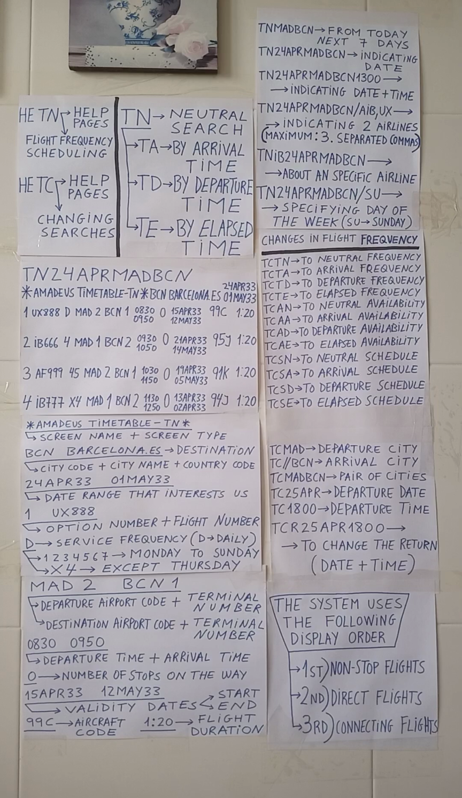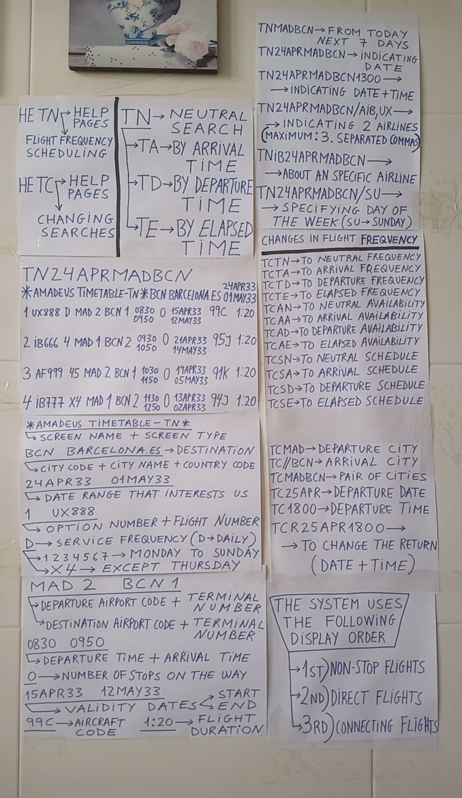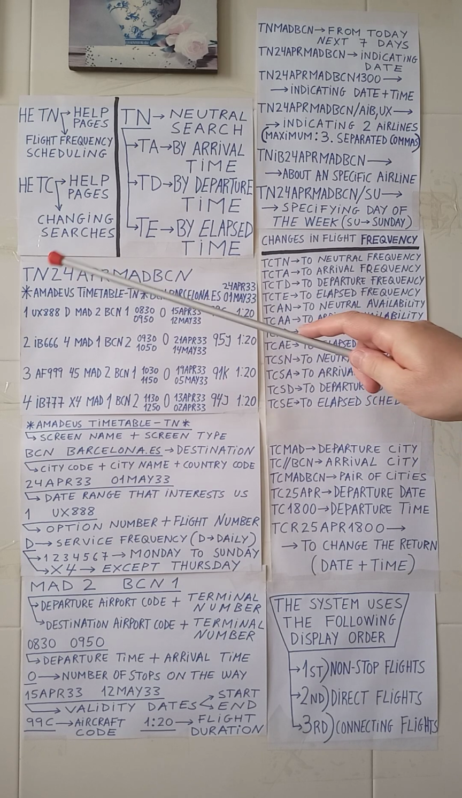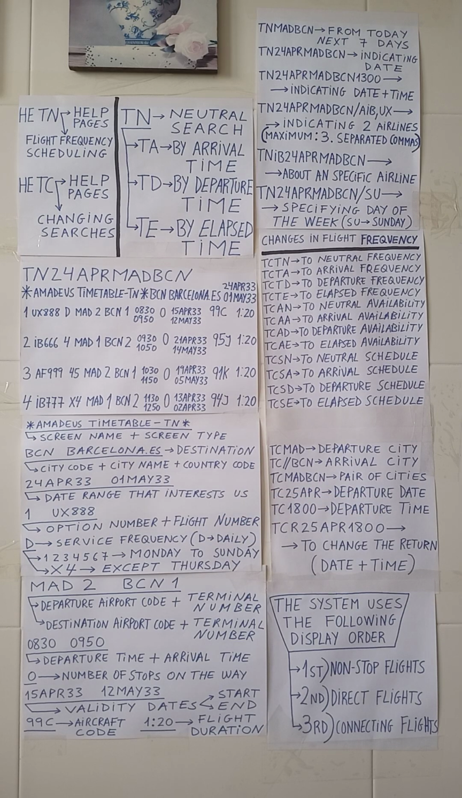1UX888, which is here, is used to indicate the option number, which in this case is 1, and to indicate the flight number, which is UX888. D, which is here, is used to indicate the frequency of the requested service. In this case, we see the letter D, which indicates that the frequency of the flight is daily. That is, it operates every day.